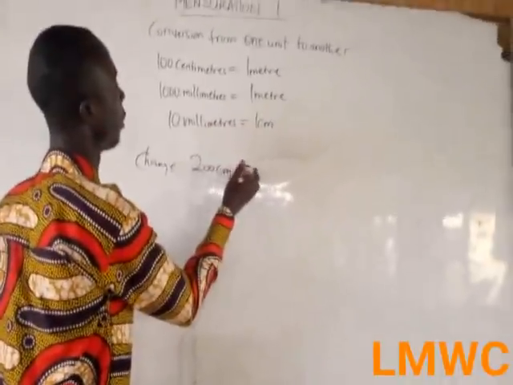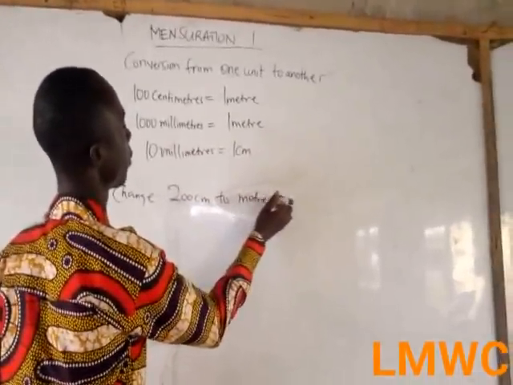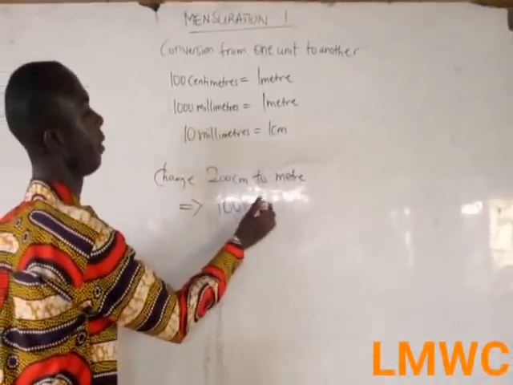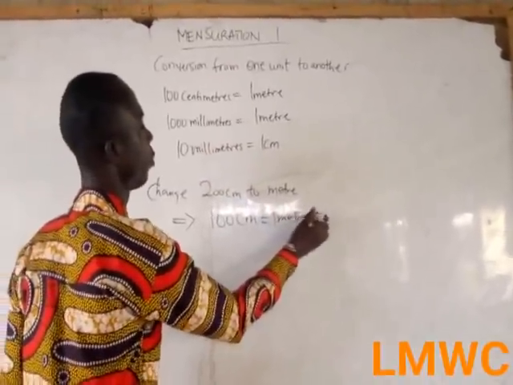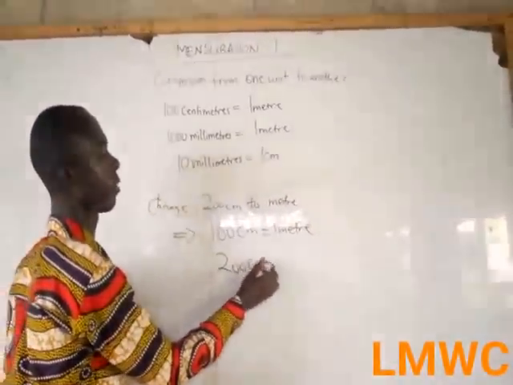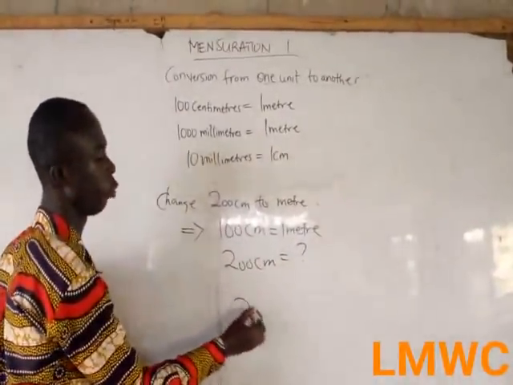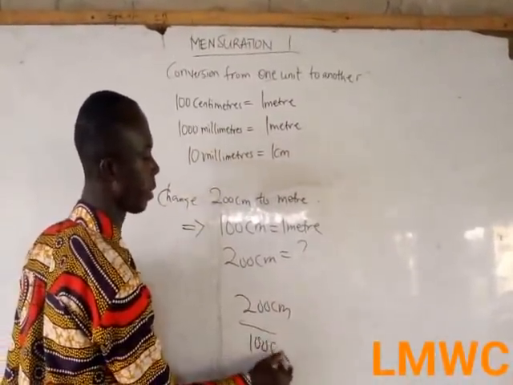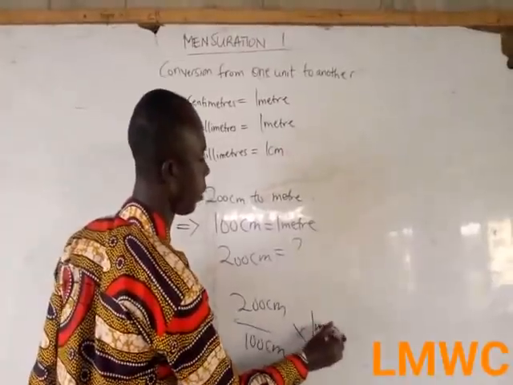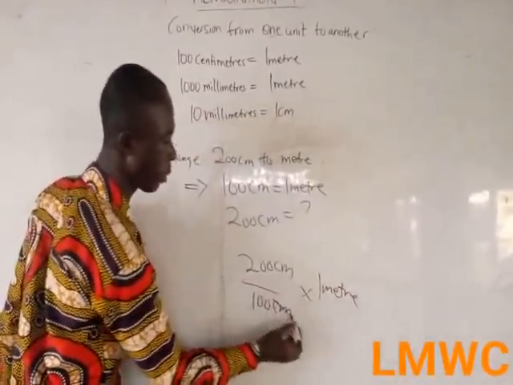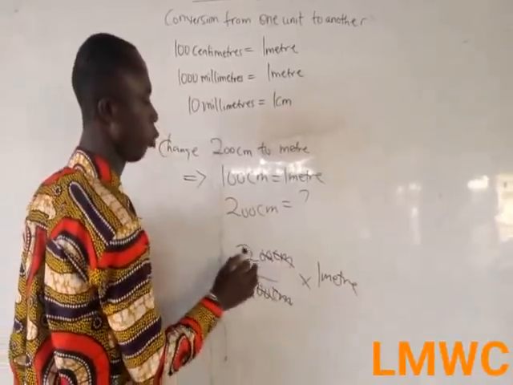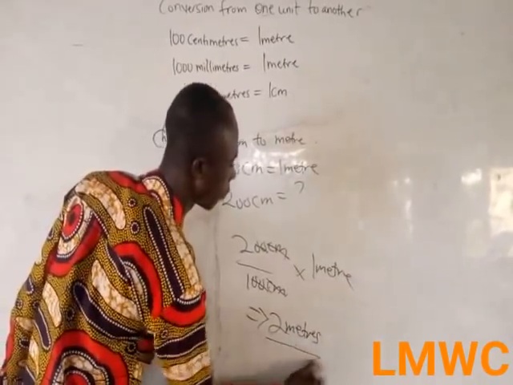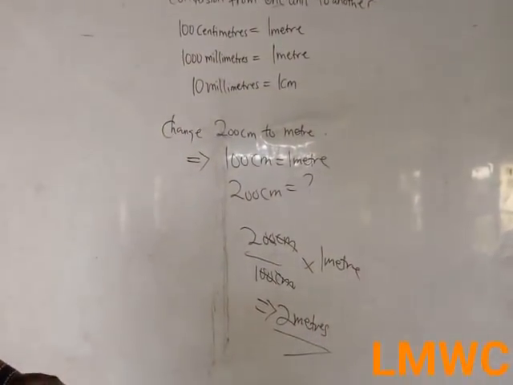200 centimeters to meters, you first write how many centimeters is equal to 1 meter. It's 100 centimeters. So this means 200 centimeters will be what? It becomes 200 centimeters over 100 centimeters, times 1 meter. This will cancel this. This will cancel this. So 2 times 1 meter, we are getting 2 meters.